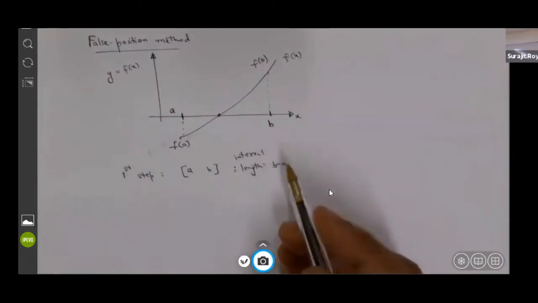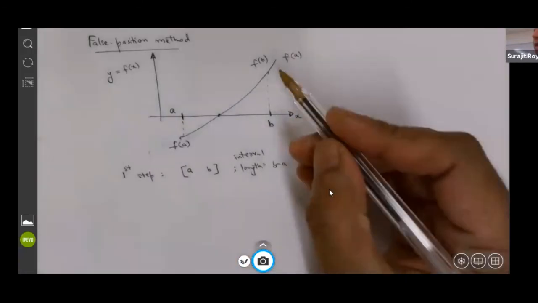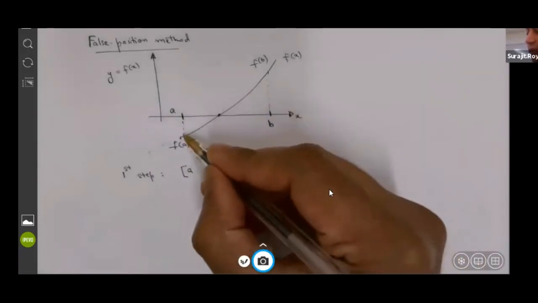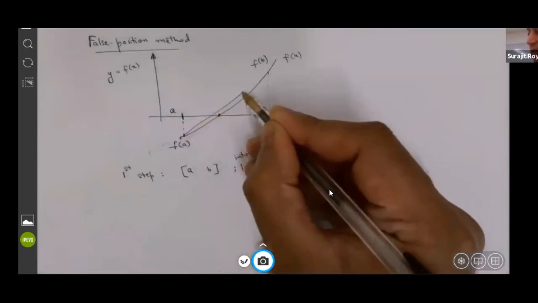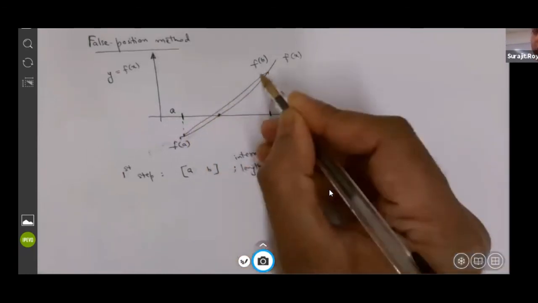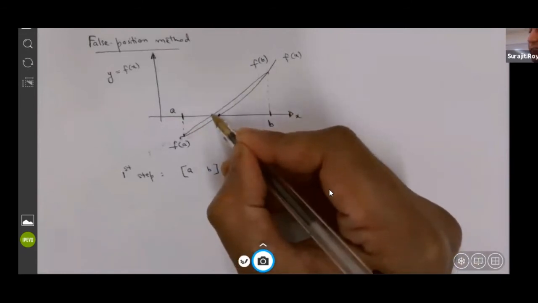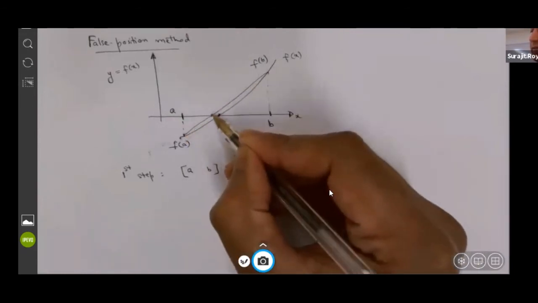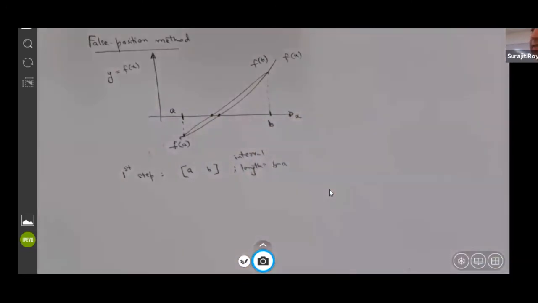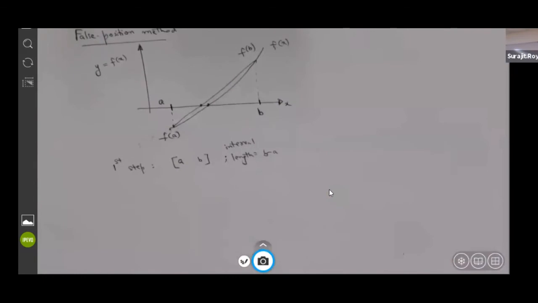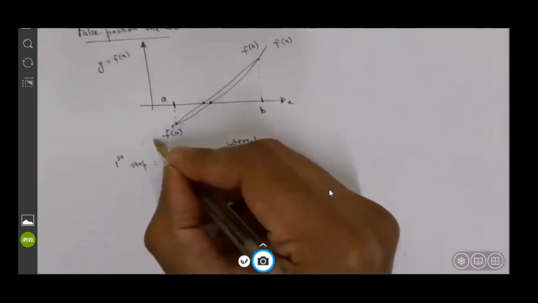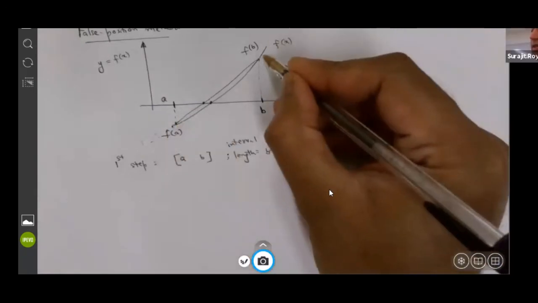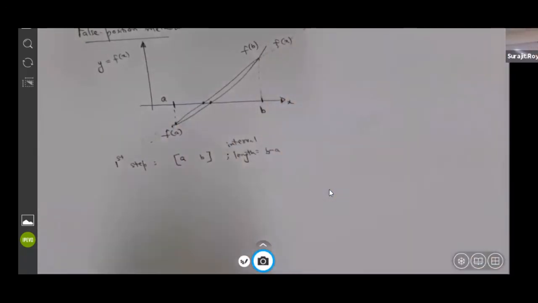Okay, so the first step. Now what we do here, we join these 2 points with a straight line. And when we join this with a straight line, we find the intersection of that straight line with the x-axis. Does that make sense, guys? Yes. If you understand that part, let me pick a student randomly from the list of attendees.